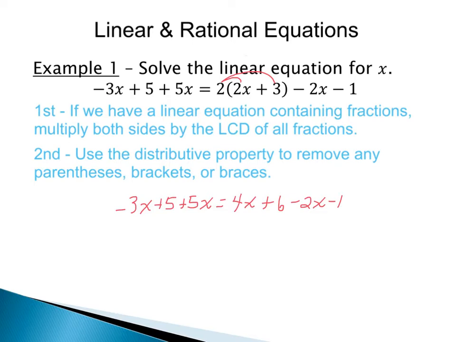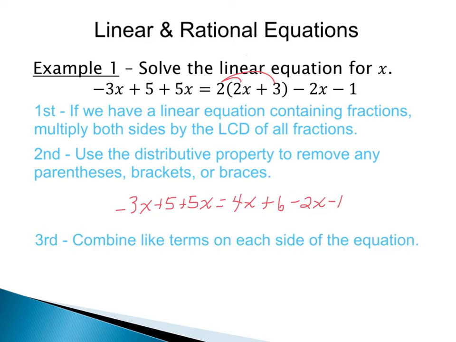Our next step is to combine like terms on each side of the equation. On the left-hand side, I can see that I have like terms of negative 3x and 5x. Negative 3x plus 5x would give us 2x, and the 5 did not have a like term to combine with, so it's just going to stay plus 5. On the right-hand side, I have like terms of 4x minus 2x, which would be 2x. And then I do have like terms with our constants, 6 minus 1, which would be plus 5.